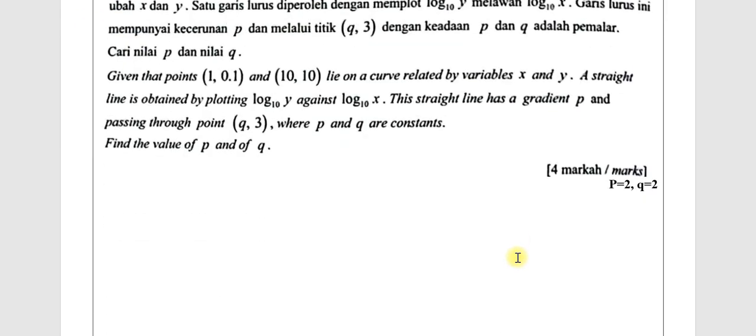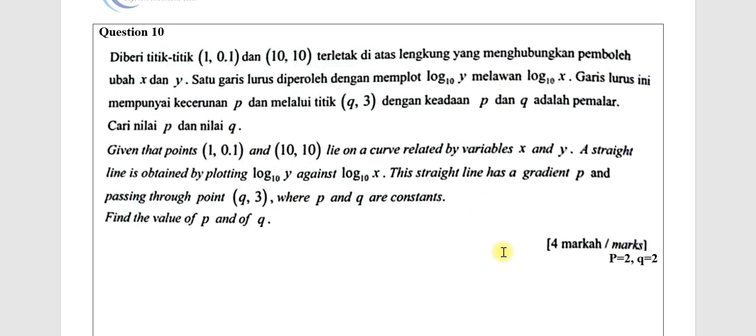Okay. Right. Question 10. The question saya paling benci. Dia tak bagi graf. Okay, tak apalah. Kita boleh buat. Bukan tak boleh buat. Okay, given that the points (1, 0.1) and (10, 0.1) lie on a curve related by variables x and y. Maksudnya ini adalah non-linear lah. Sebab dia cakap curve. A straight line is obtained when you plot this against this. Gradient p and pass through point (q, 3). Find the value of p and q.